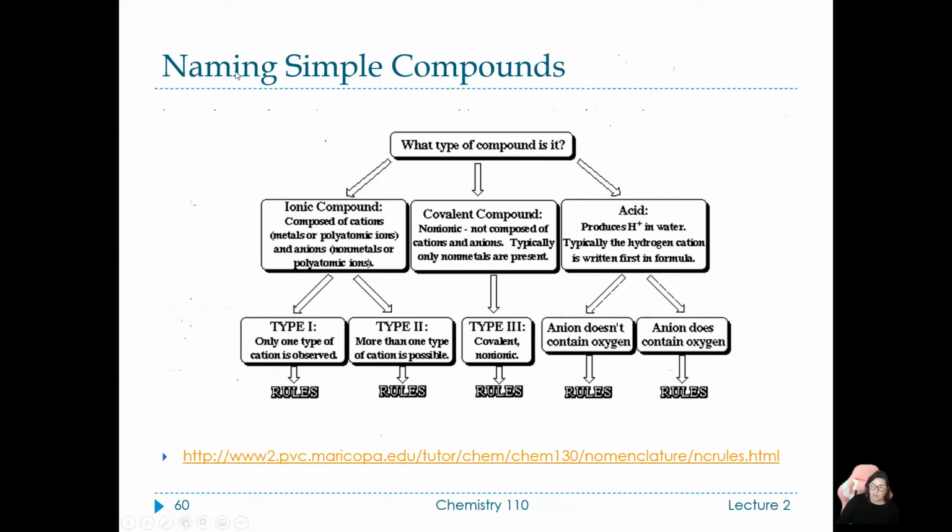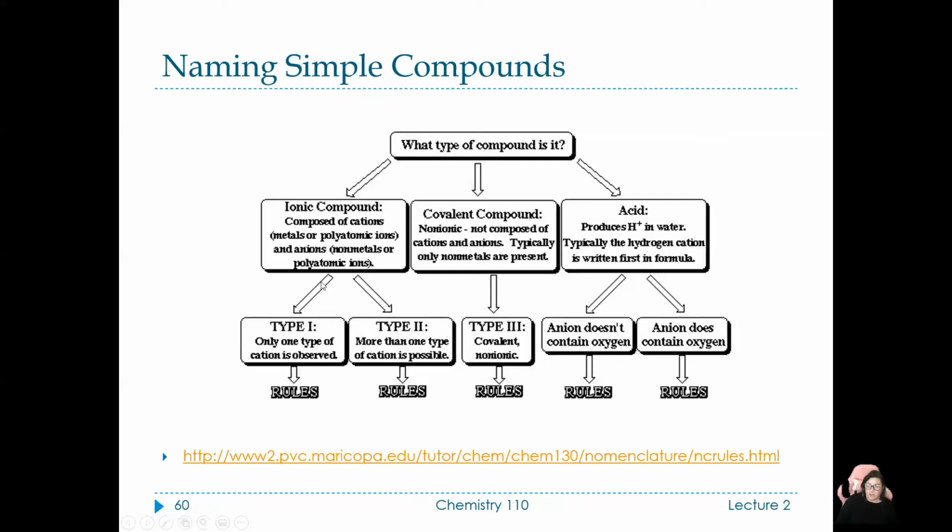Naming simple compounds. So first thing I have to ask, what kind of compound is it? Is it ionic or is it covalent? All right, am I talking about charged particles or non-metal to non-metal? If it's ionic, it's composed of cations and anions. Covalent compounds are non-ionic, not composed of cations and anions. Typically, only nonmetals are present. Or, we'll get to this, there are acids. These are things that produce H+ in water. Typically, hydrogen is written first.